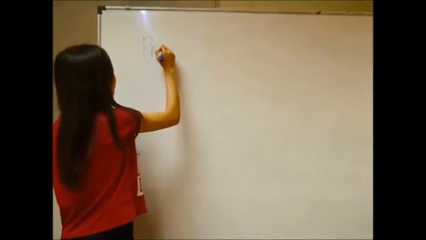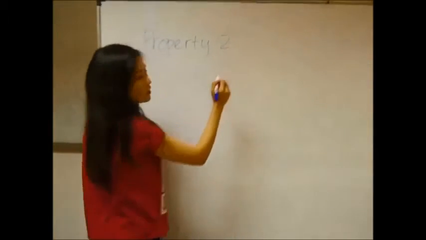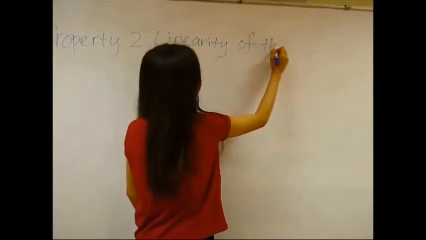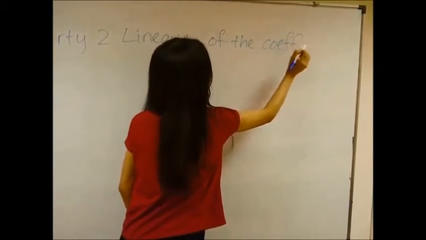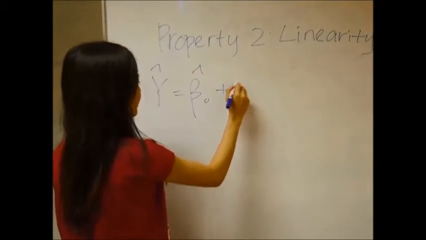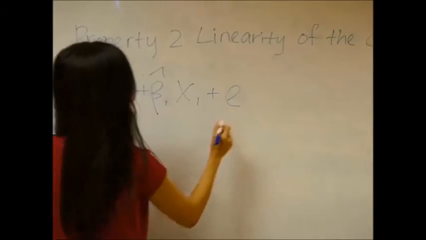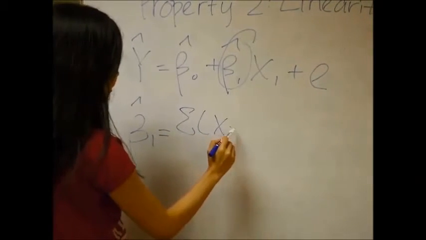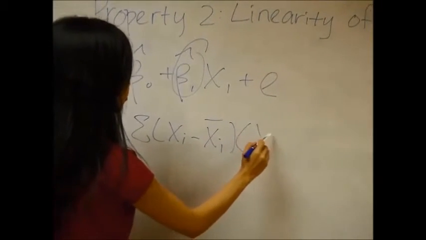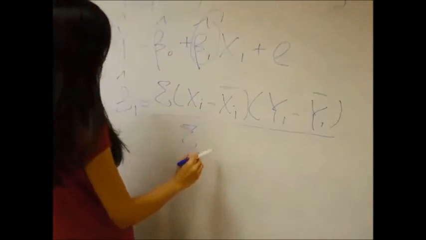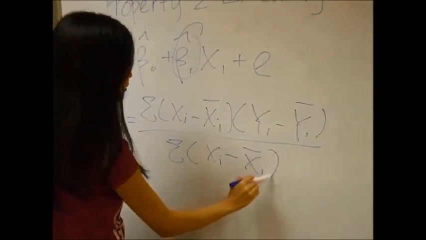Hi again. I will be presenting property 2, linearity of the coefficient. From the regression model equation, y hat equals beta 0 hat plus beta 1 hat x1 plus e. This coefficient can be calculated as beta hat 1 equals the sum of (xi minus mean of x) times (yi minus mean of y), over the sum of (xi minus mean of x) squared.